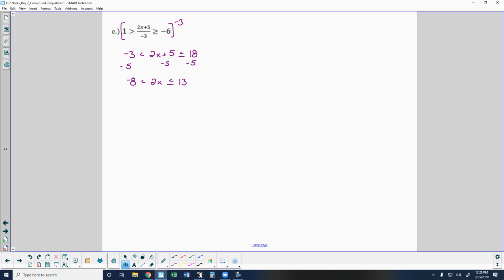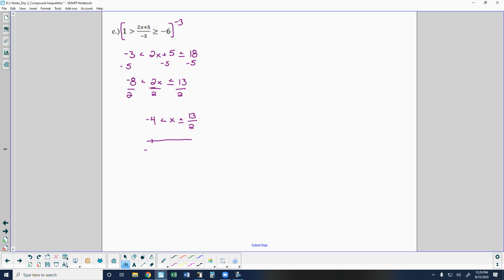And finally, I can go ahead and divide by 2, again, making sure I'm dividing by 2 on all parts of this expression. So -4 is less than x, which is less than or equal to, I'll just leave this as 13 over 2. If you made it 6.5, that would be okay as well. So this is the solution set for my value for x.